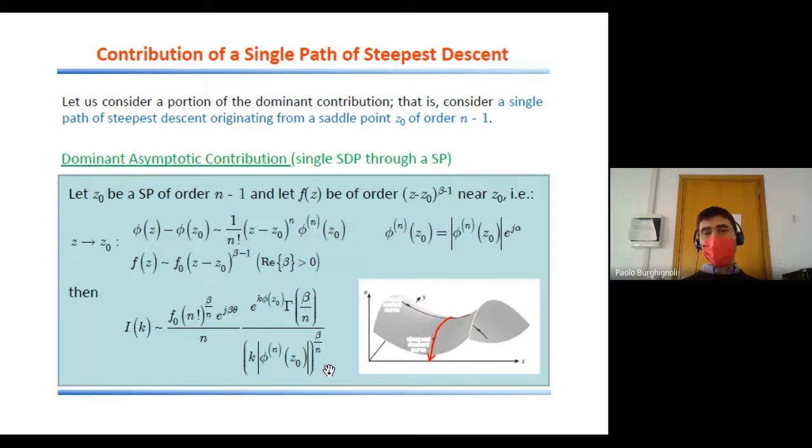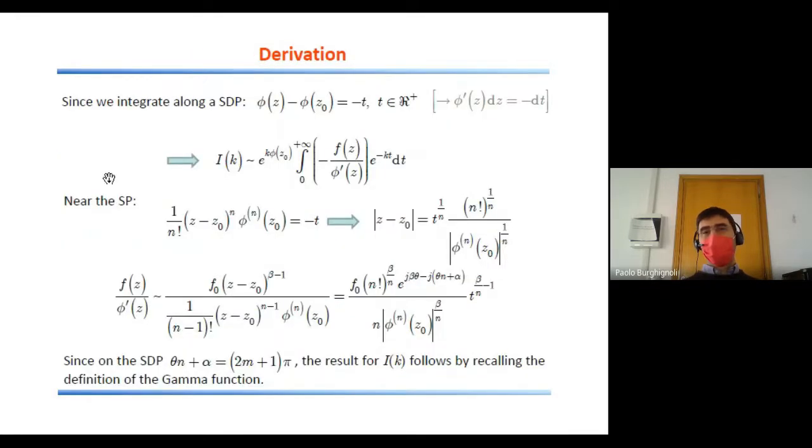Let us prove now this formula. Actually, the proof is not so difficult. The point is that since we integrate along the steepest descent path, we will represent the difference between our function phi evaluated at the general point z along the path and the function phi evaluated at the saddle point as a real quantity, since we are moving, by definition, on a path where this difference must be purely real, and furthermore, it must be negative, since this is a steepest descent path. So we may let this be equal to minus t, so we are now introducing a new integration variable, t, where t is a positive number.